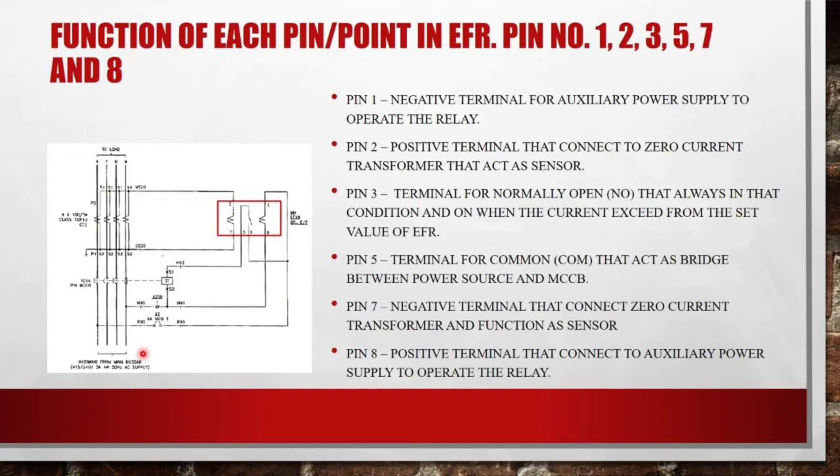Pin 7 is the negative terminal that connects to the zero current transformer and functions as a sensor. While pin 8 is the positive terminal that connects to the auxiliary power supply to operate the relay.